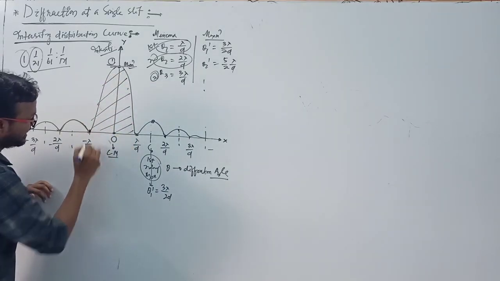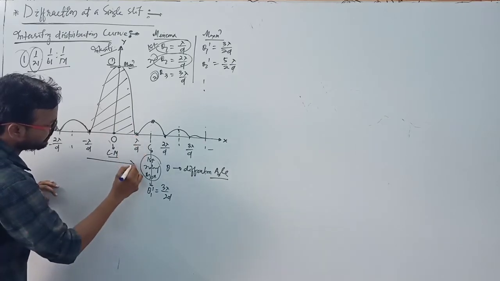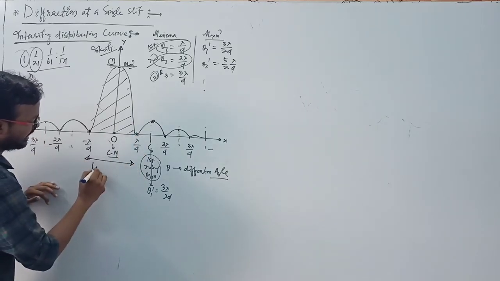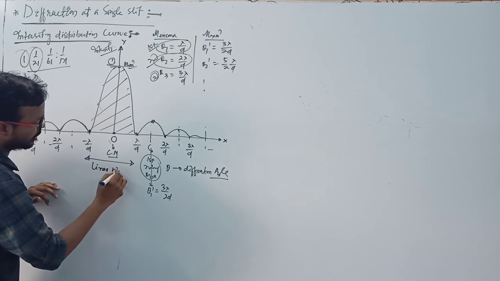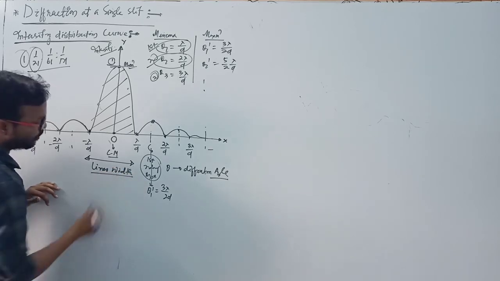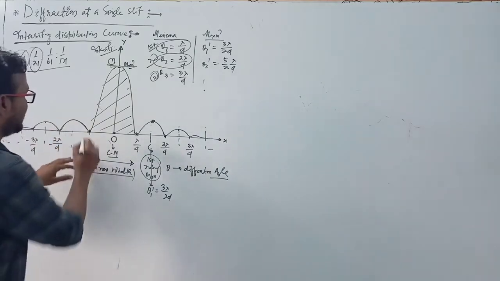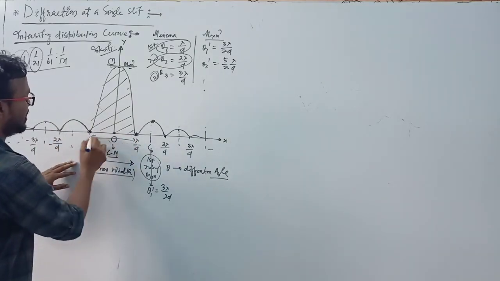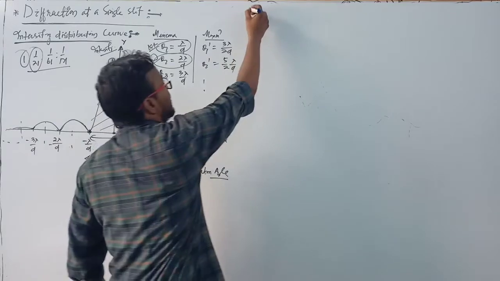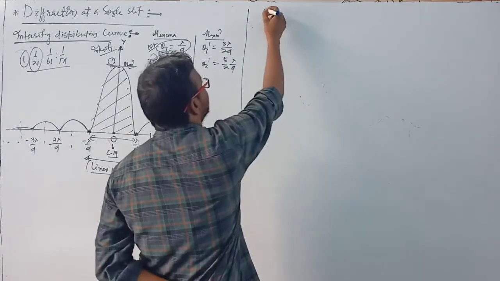Now we have to find this distance. This distance is known as the linear width of central maxima. Clear? Okay, now we have to find this distance. This distance is known as linear width. So first find the angular width.